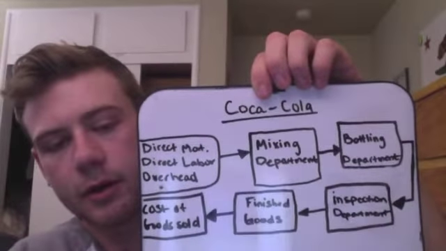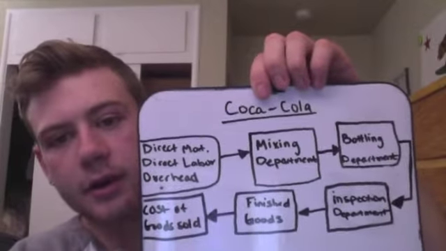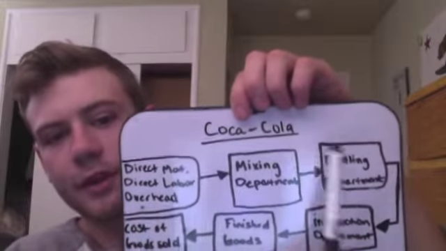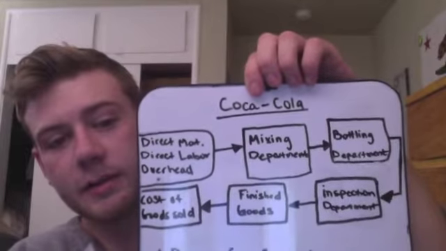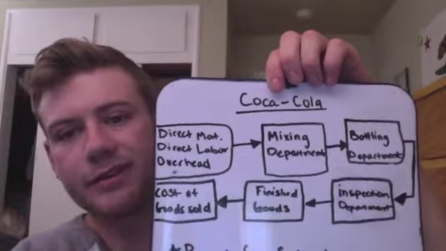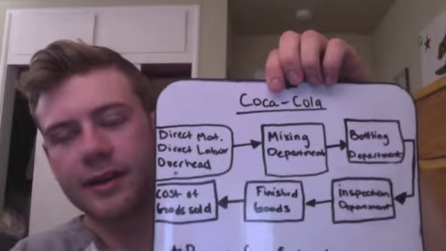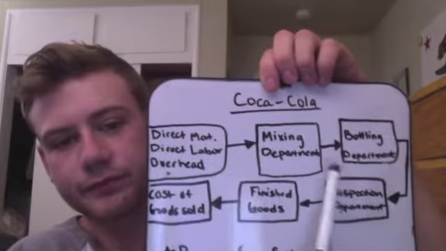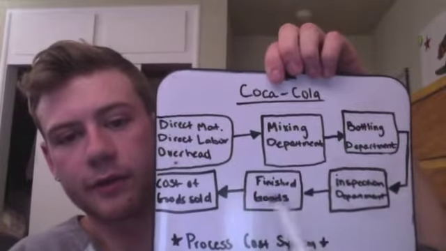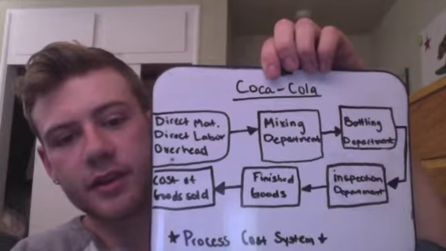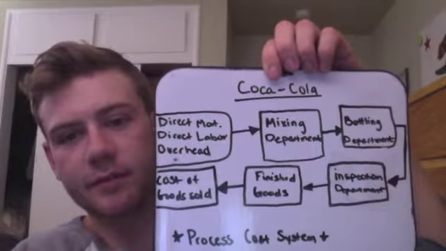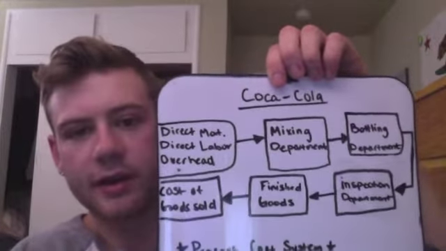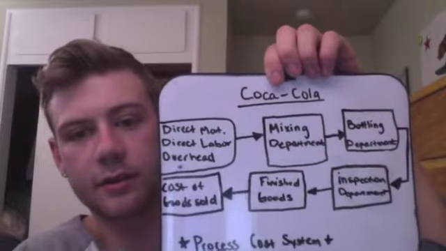From here, we can move on to the bottling department where glass bottles are filled with liquid that was just made in the mixing department, and caps are put on and the labels are thrown on. From here, they can move down into the inspection department where the bottles are inspected for no defects, no cracked glass, no torn label or anything like that. Once they pass through there, then they can go into finished goods. Once a store or a consumer buys the product, then it's moved into the cost of goods account.